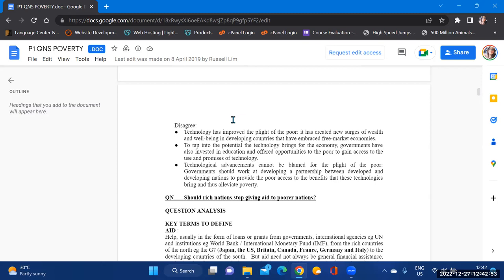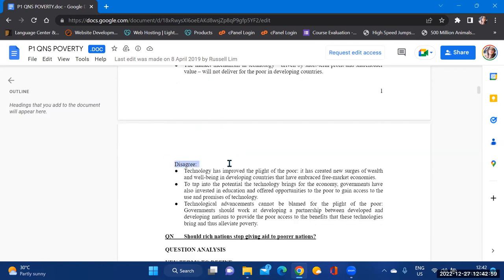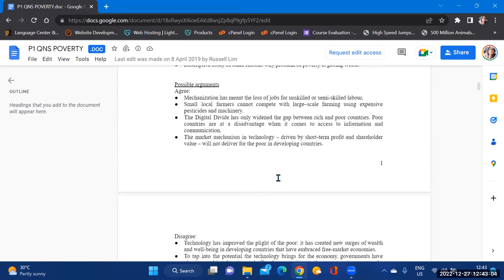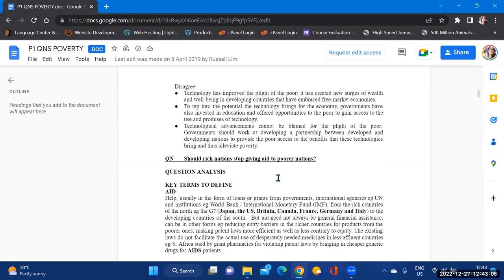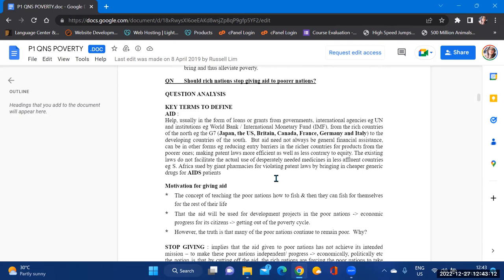So which side do you sit on? Is it possible arguments to agree or possible arguments to disagree? Okay, so these are the possible points that you can put forth. You can research up your own examples or case studies to back up these claims or arguments. Okay, let's move on to the next question.